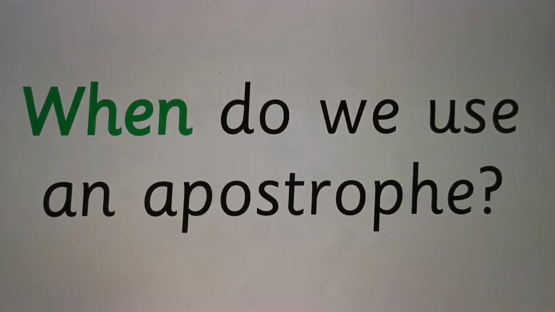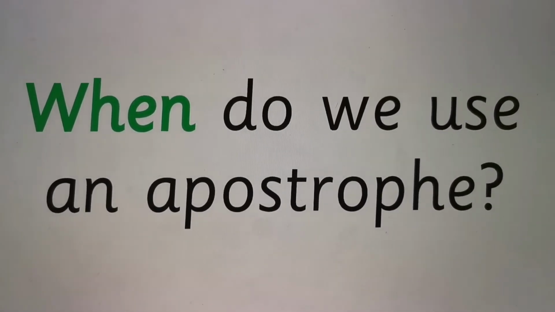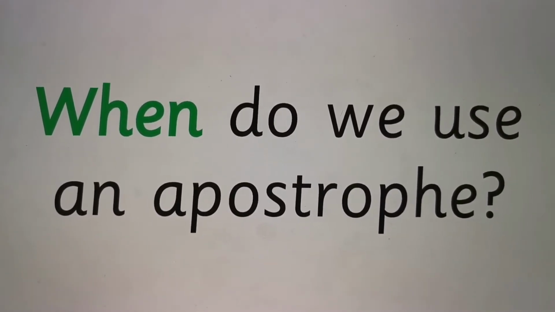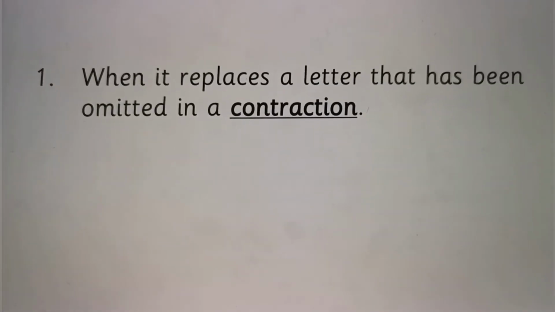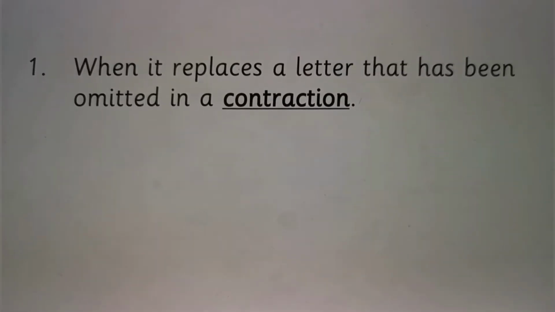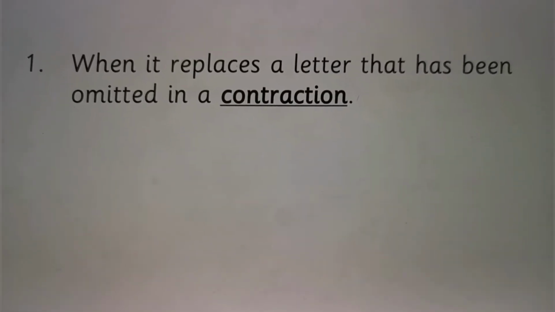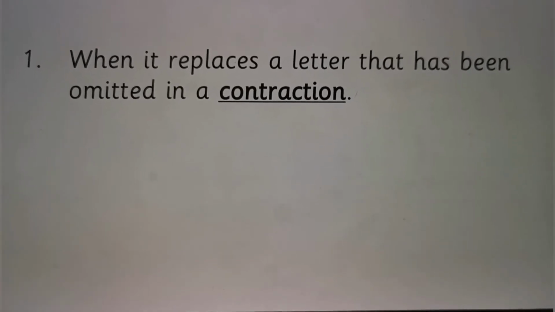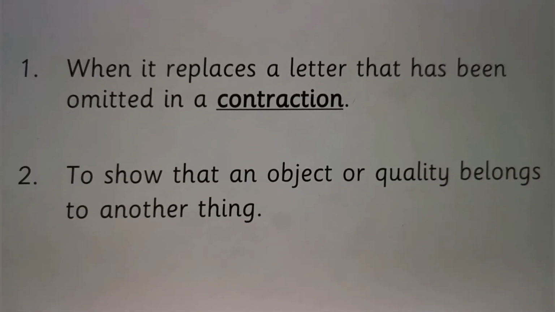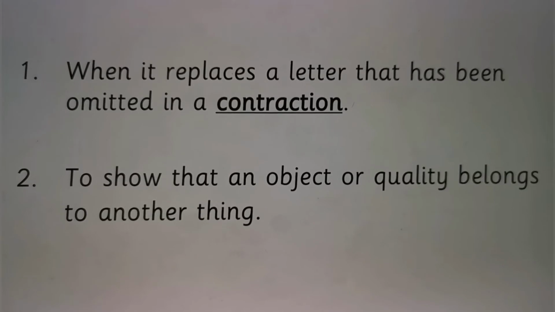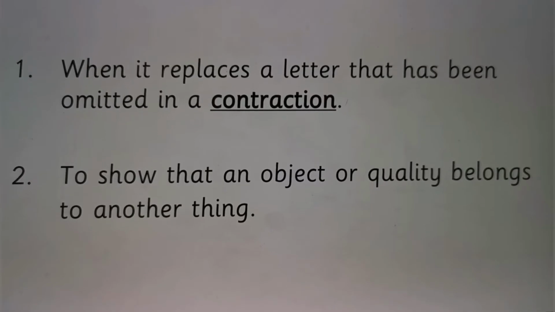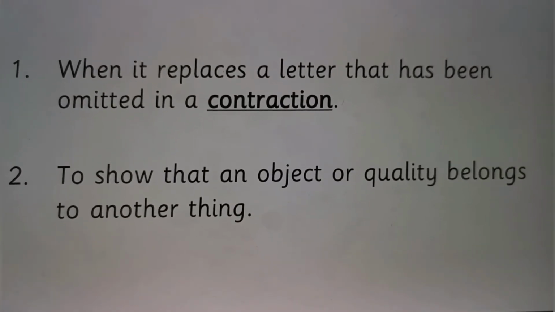Now that we know what it looks like, let's think about when we use an apostrophe. Now, an apostrophe can be used for two purposes. The first instance that we use an apostrophe is when it replaces a letter that has been omitted in a contraction. This means when a letter has been left out when two words have been joined together. The second time that we would use an apostrophe is to show that an object or a quality belongs to another thing. These types of apostrophe we call possessive apostrophe.